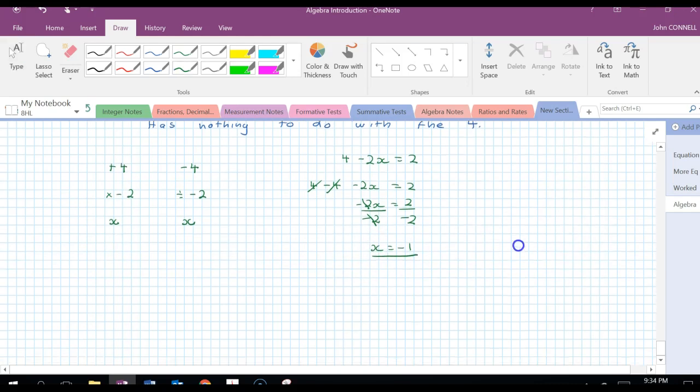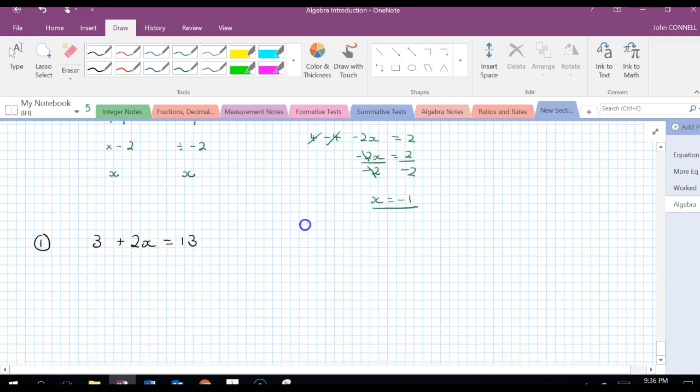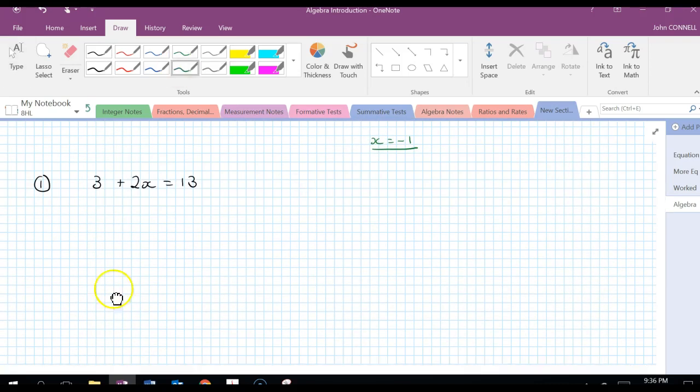Okay, right, so we're going to do some examples of this. In our first example, we have 3 plus 2x equals 13. So the way this one's been built up, we've got x, we're multiplying it by 2, and then we're adding 3. So if I want to undo this to find what x is, I take 3, I divide by 2, and I get x.